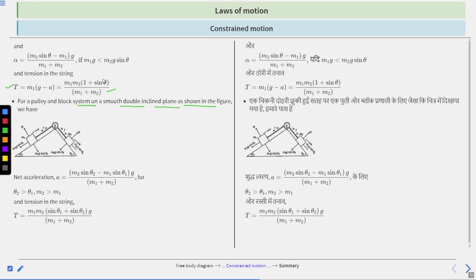Clear? So for this, the net acceleration is (m2 sin theta 2 minus m1 sin theta 1) multiplied by g divided by (m1 plus m2). So this is the net acceleration for this body. Here theta 2 is greater than theta 1 and m2 is greater than m1. And the tension in the string is T equal to m1 m2 (sin theta 1 plus sin theta 2) multiplied by g divided by (m1 plus m2). So this is the tension. So here all the terms being used change if the system changes. Clear? So it depends on the system and bodies.